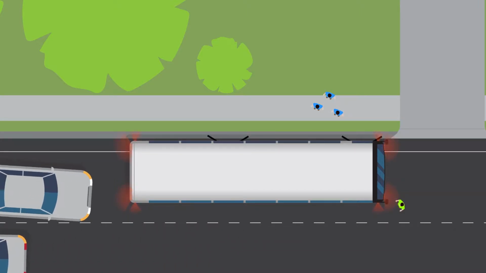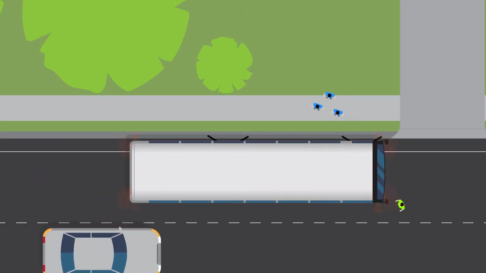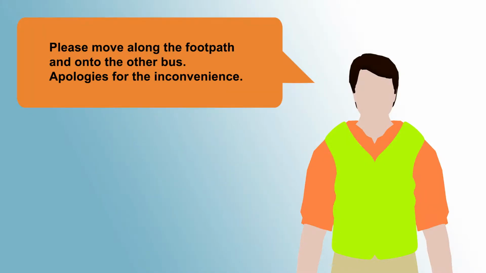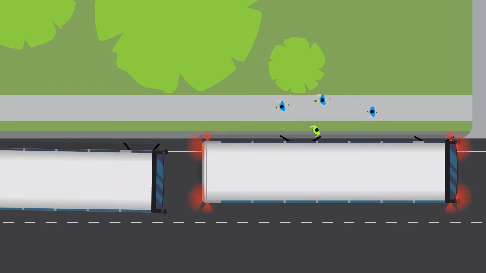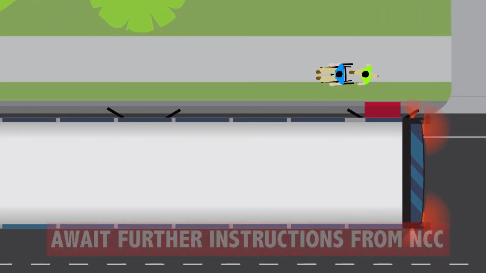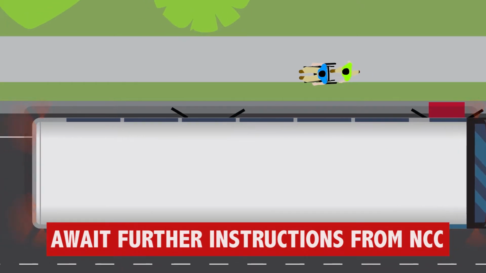When the changeover bus arrives, give clear instructions to any remaining passengers. Please move along the footpath and onto the other bus. Apologies for the inconvenience. Offer assistance to any special needs or elderly passengers. When passengers have transferred, return to your bus and await further instructions from NCC.